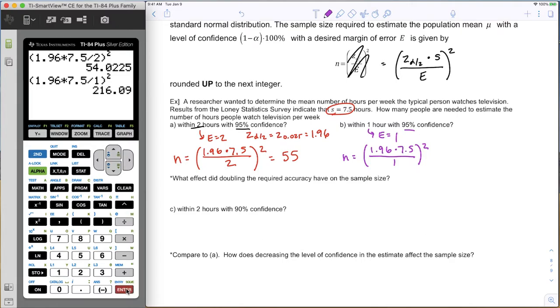Alright, that's quite a bit larger. So we're going to round that one up as well. So this kind of answers the question, what effect did doubling the required accuracy have on the sample size? The sample size increased greatly, almost quadrupled really. So we'll say it increased.